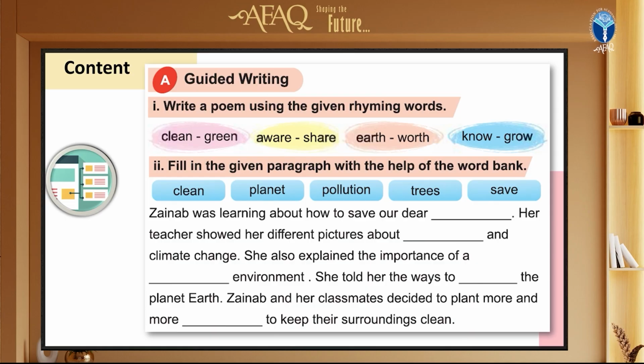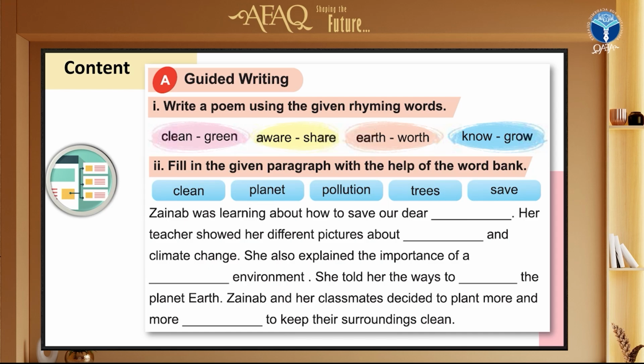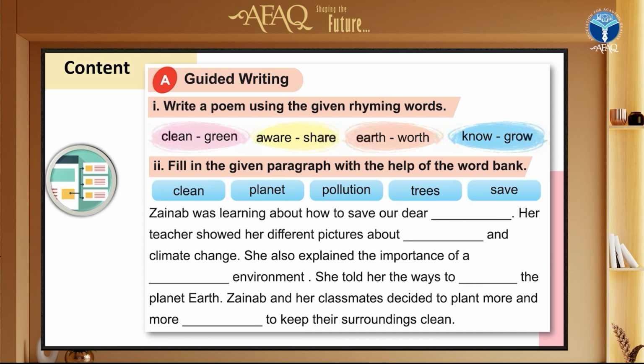The second question says, fill in the given paragraph with the help of the word bank. There is a word bank given and you are going to put these words in the blanks. The words are clean, planet, pollution, trees, and save. So I am going to read the paragraph. You are going to fix the words yourself.